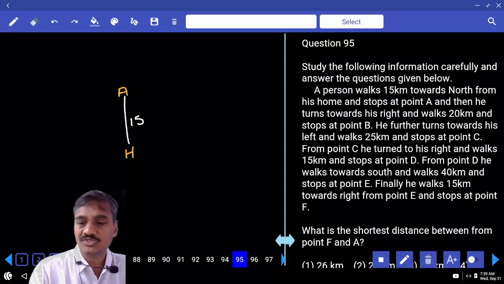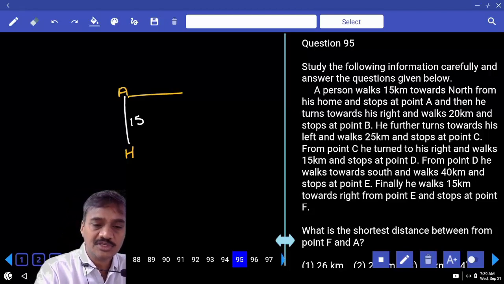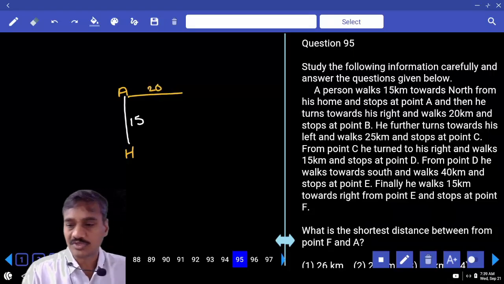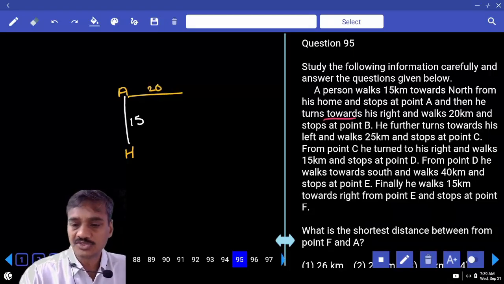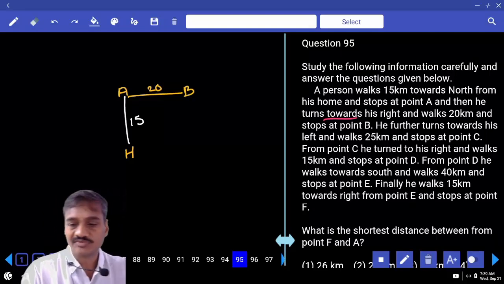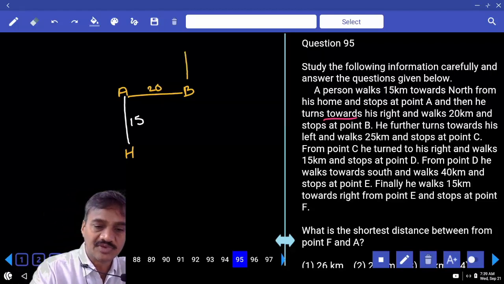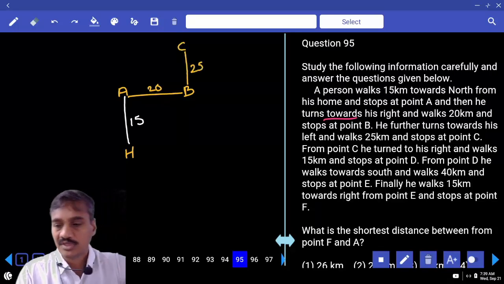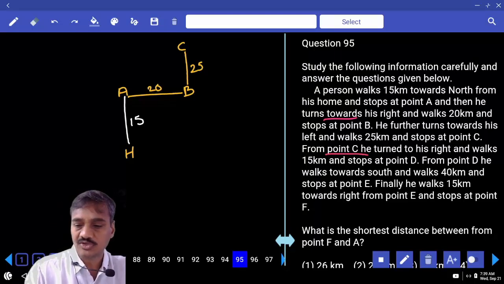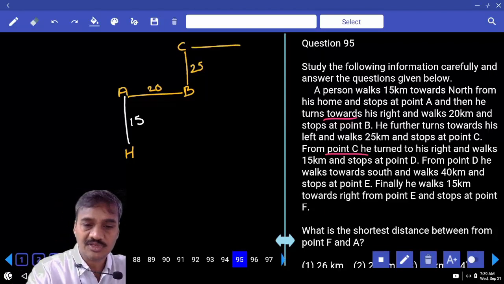Then he turns to his right and walks 20 kilometers and stops at point B. He further turns towards his left and walks 25 kilometers and reaches C. Then from C, he turns to his right and walks 15 kilometers and stops at point D.